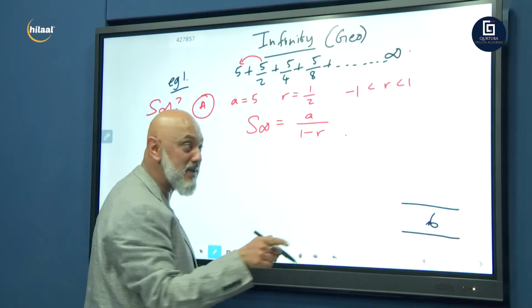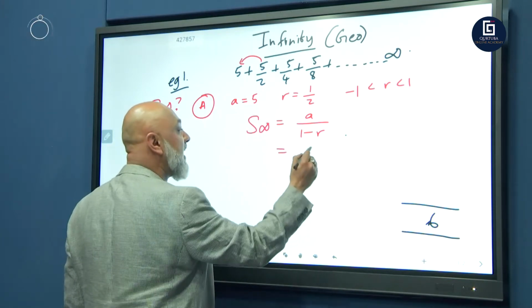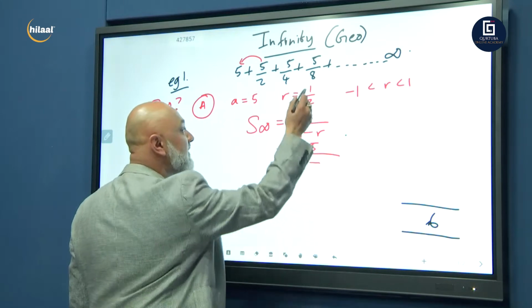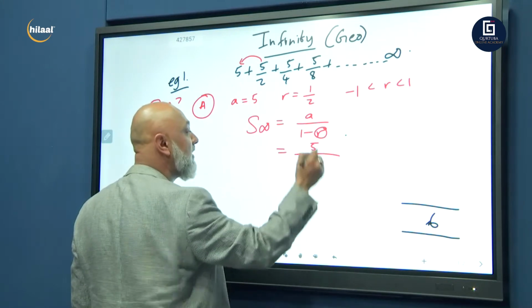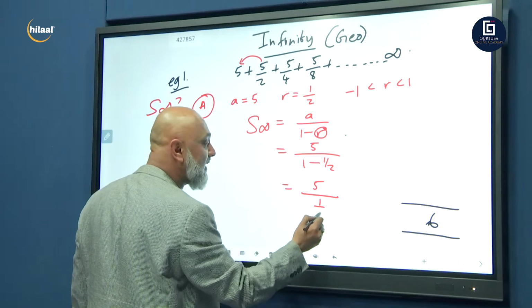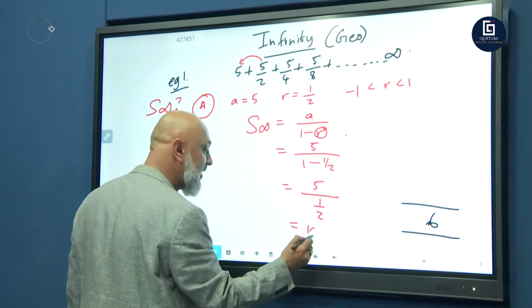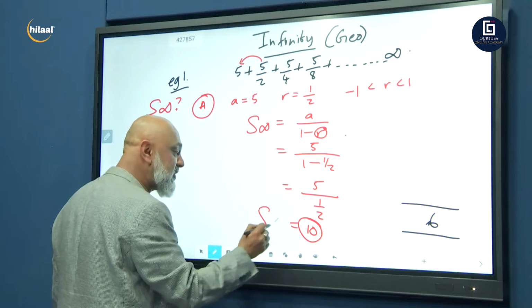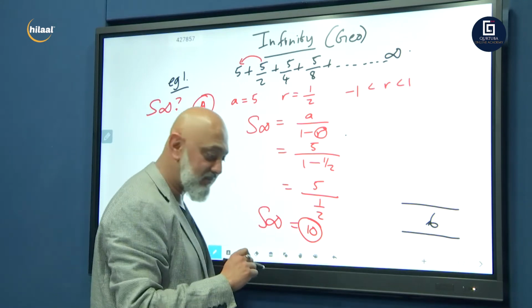Go back to the mind map. So what's A? 5 over 1 minus... what's your common ratio, your R? A half. This is equal to 5 over 1 minus a half, which is a half. Times 2 times 2, your answer is 10. So your S to infinity is 10.